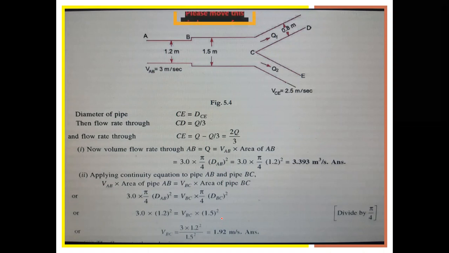Now if you see here, you are having a big branched channel. Here the velocity in AB is 3 meters per second with the diameter 1.2 meters. Next, the diameter is increased to 1.5 meter. So at a certain point C, it is splitting into 2 branches, that is CD and CE. Now at CD, the discharge is 0.8 meters. At CE, the discharge is Q2 and VCE is equal to 2.5 meters per second.